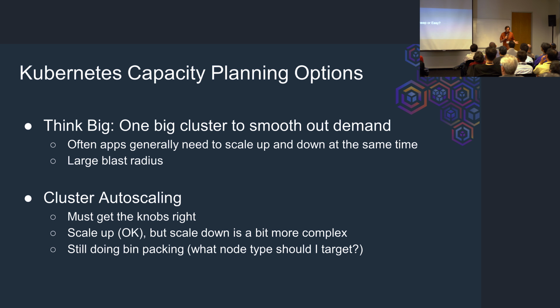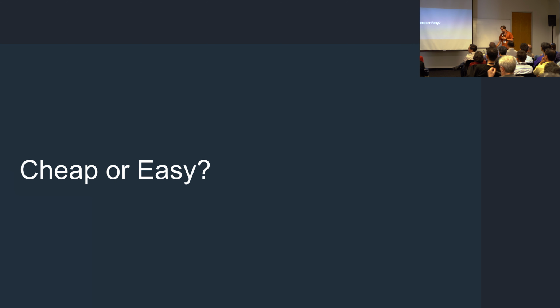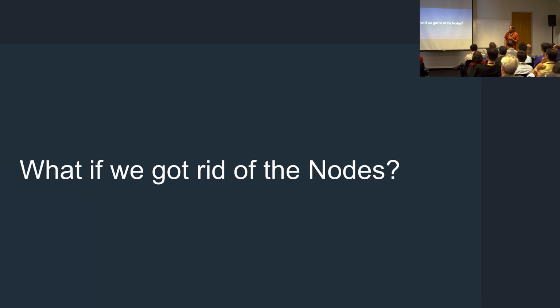So instead of cheap and easy, it's kind of like pick one. Do you want cheap or do you want easy? And that's the typical way that we see in a lot of Kubernetes. But what if there was another way? What if we got rid of the things that are causing our capacity planning woes? What if we got rid of the nodes?